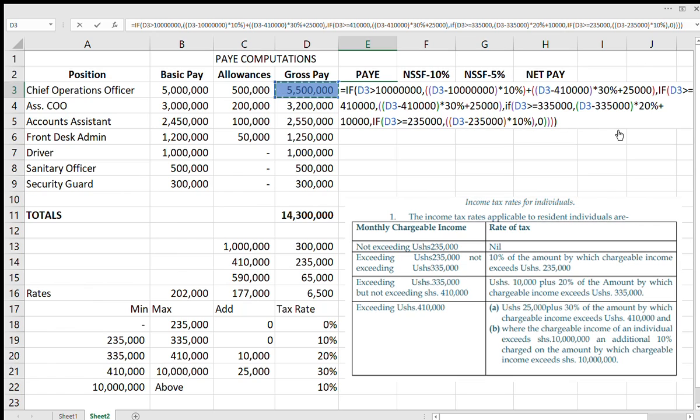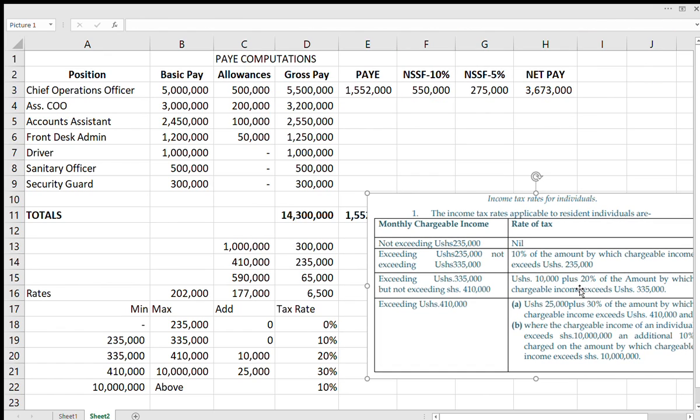We type it there. You type it there, 335,000 shillings. Then the rate we shall use is 20%. We use a rate of 20%. After getting that 20%, we shall increase by adding 10,000 shillings. Remember that we are in this area of the schedule. This area of the schedule is where we are here.